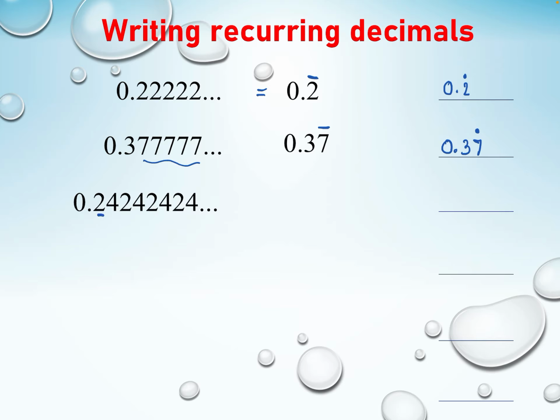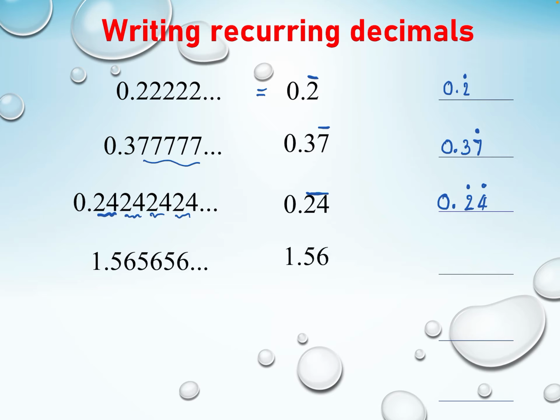0.242424 repeat 242424, right? So you can write it as 0.24 with the bar on top of 2 and 4 like this, and you can have 0.24 with the dot on top of 2 and 4. 1.565656 repeat 56, so you have 1.56 and the bar on top of it, and this one is going to be 1.56 with dots.